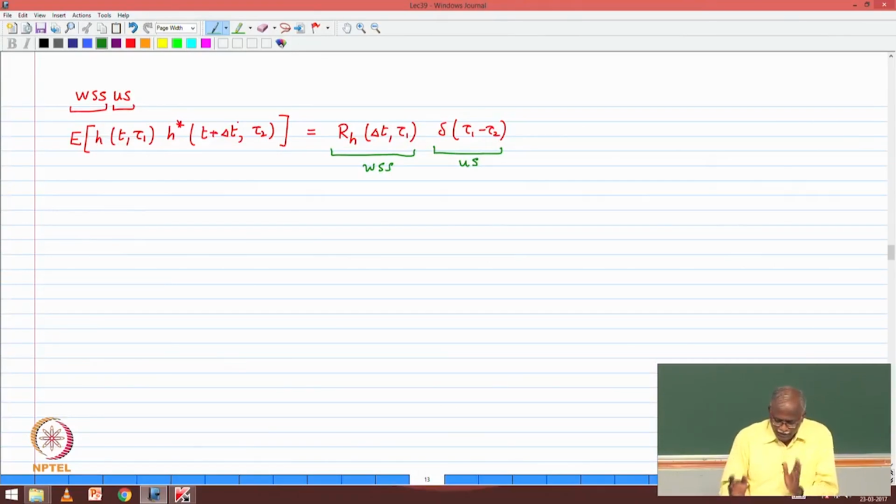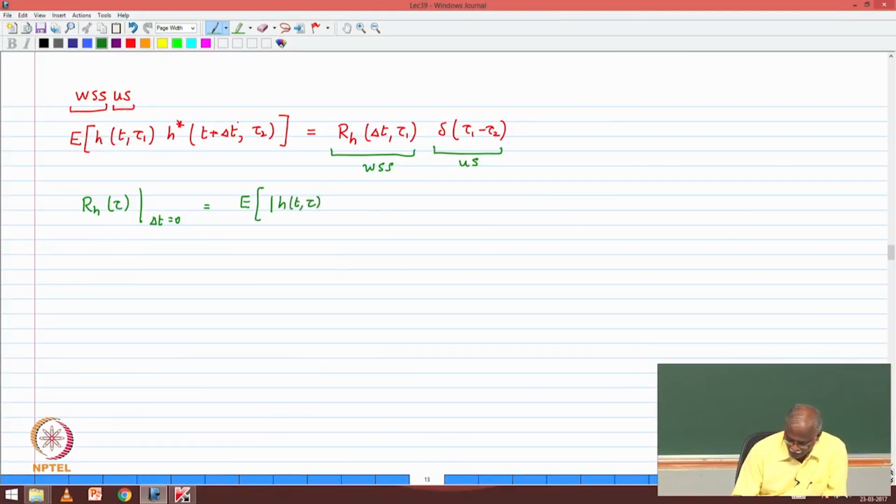Then we said, having fully understood the time variation, which is the wide sense stationary part, what about understanding the scattering part, or the delay dimension? For that we computed R_H of tau. Basically, we set delta t equal to 0 in the previous expression. This comes out to be the expected value of mod h of t comma tau whole squared, and this is what we refer to as the power delay profile.